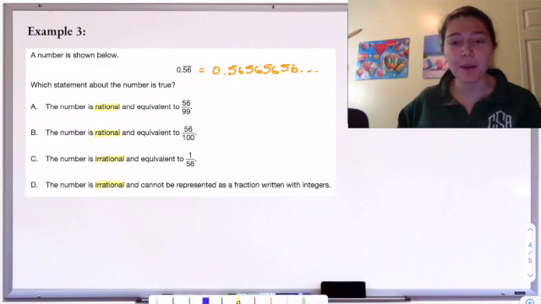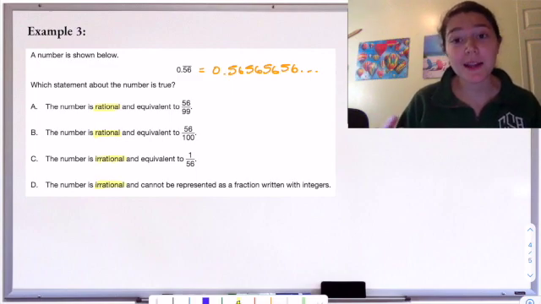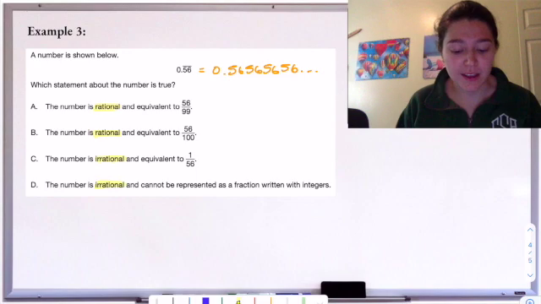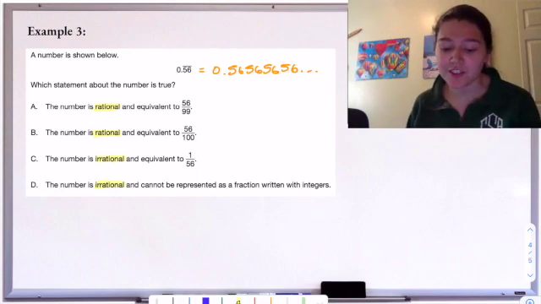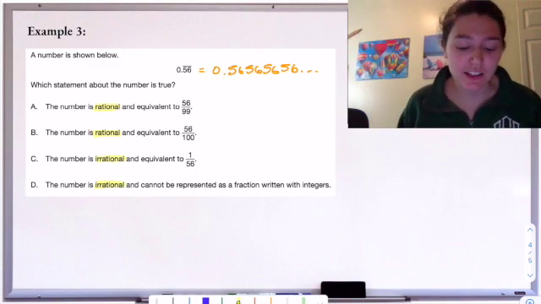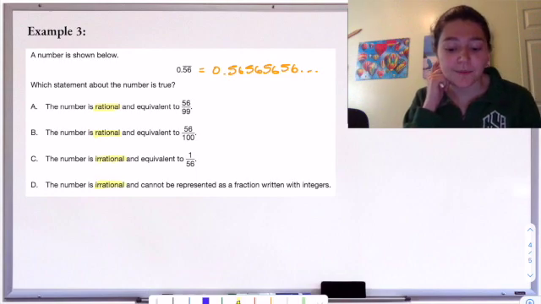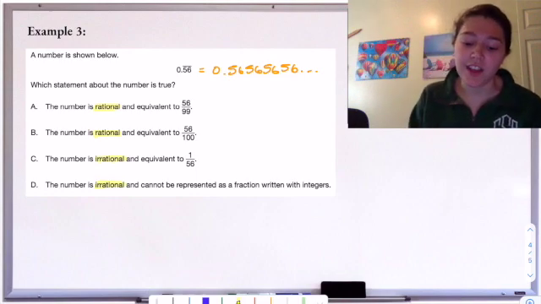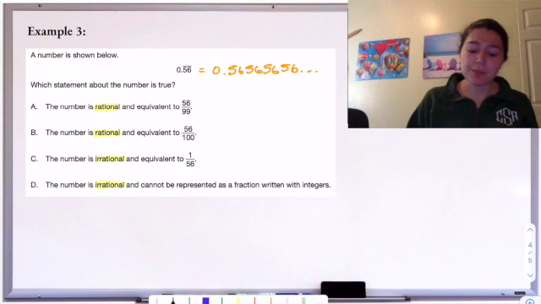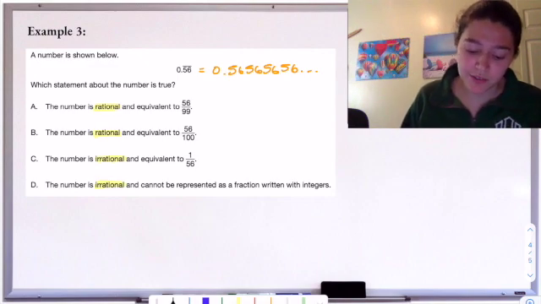So what did we say about numbers with repeating patterns? Whenever we have a repeating decimal, that is rational. Yep, so this is going to be rational. And then we're trying to figure out what fraction this is equivalent to. We haven't done a ton with this. You could figure this out in a calculator. You could do 56 divided by 99 and see if that gives you 0.56 repeating, and then do the same thing with 56 divided by 100. But process of elimination will help us figure this out as well.